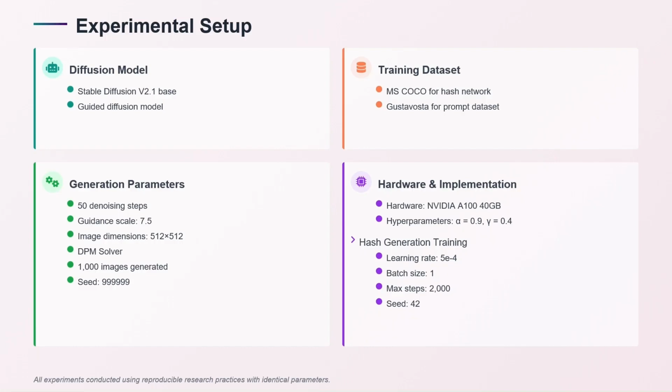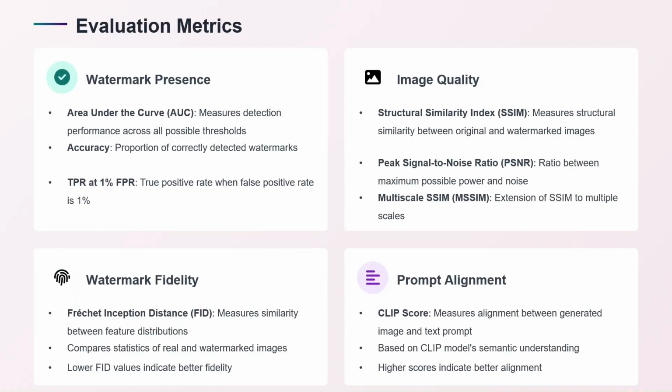For hyperparameters, for alpha we use 0.9. For gamma, we use 0.4. Hash generation training takes a learning rate of 5e-4 and batch size of 16 with a max step of 2000 and seed of 42. To measure the watermark presence, we use performance metrics like AUC for measuring the performance over all possible thresholds. And we use accuracy for correctly detecting the watermark. We use TPR at 1% FPR, that is true positive rate where the false positive rate is 1%.